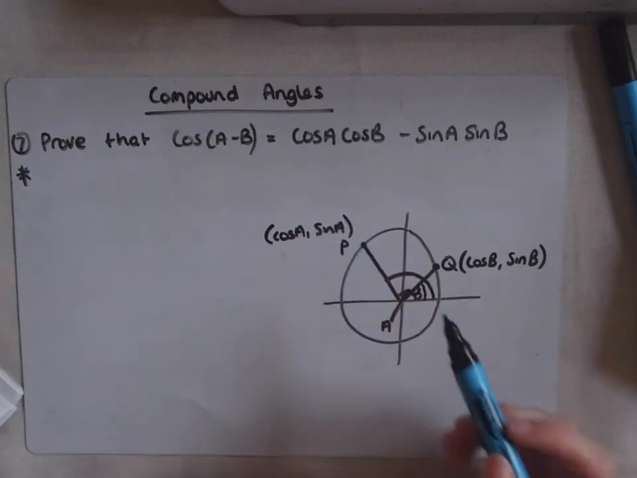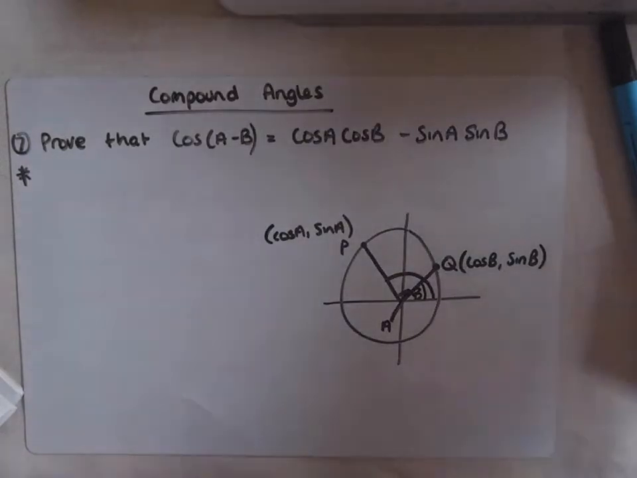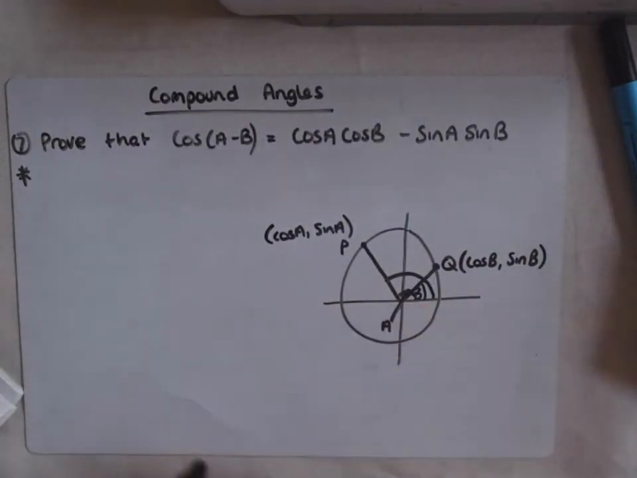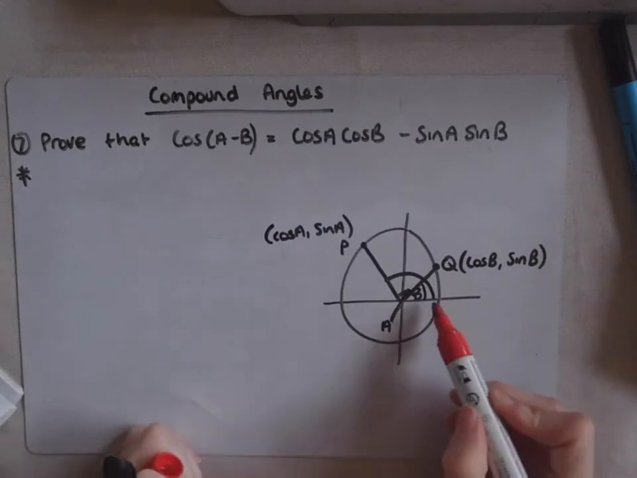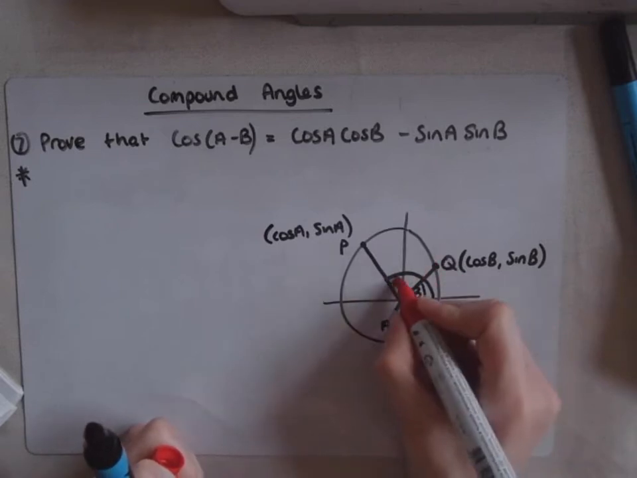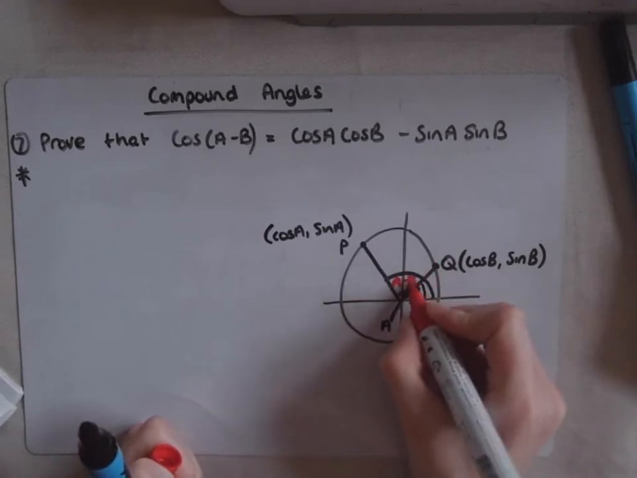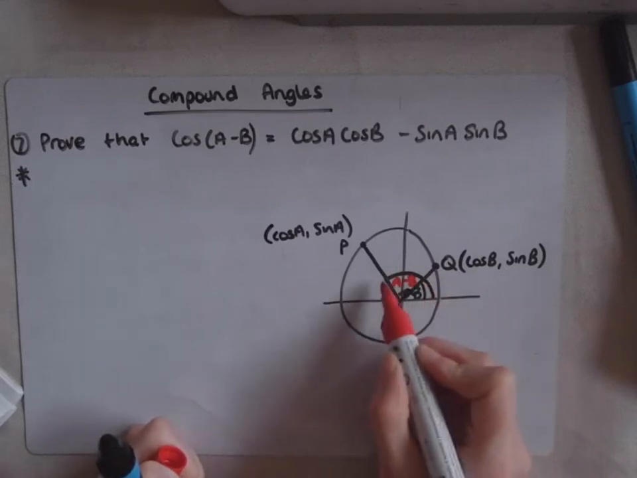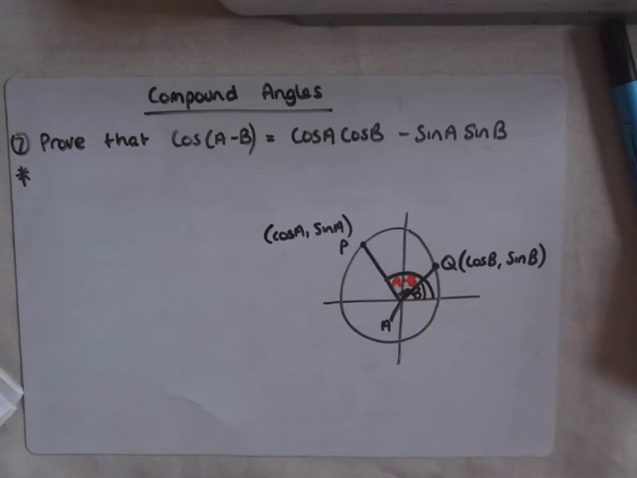Now if this angle here is B and this angle here is A, then this angle in between P and Q is A minus B. A is the full thing, and you want to take away from here to here, so this is A minus B.